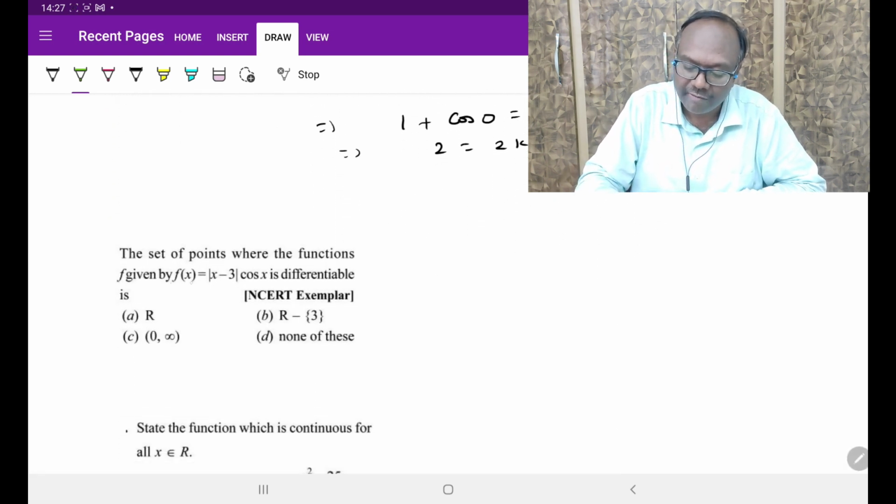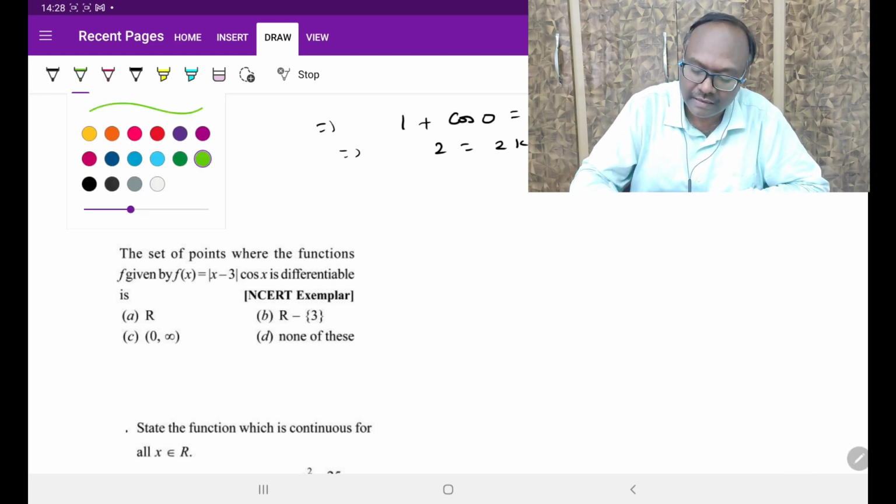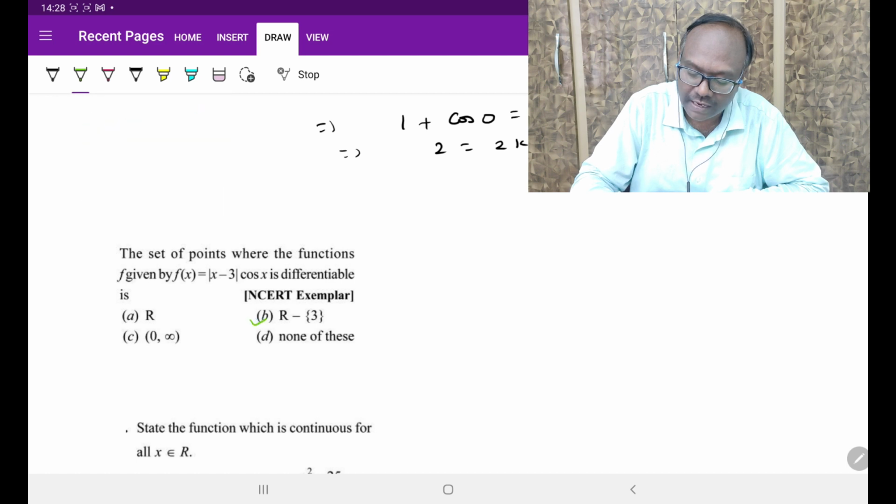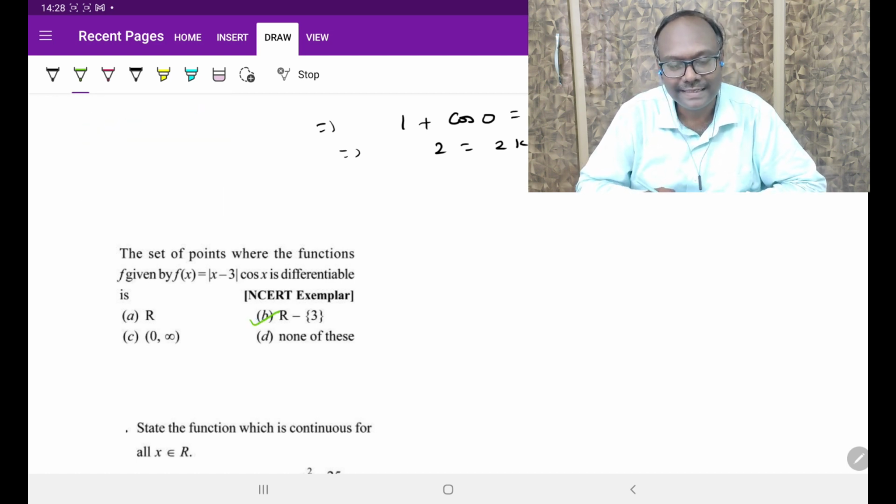Next question. The set of points where the function f given by f of x equal to modulus of x minus 3 into cos x is differentiable. So it is asked at what points it is differentiable. It is not differentiable at x equal to 3. Already we have seen that modulus of x minus 3 is not differentiable at x equal to 3. So it is differentiable for all the other points except x equal to 3. So the right choice is all real numbers except 3, that is R minus the singleton set 3.